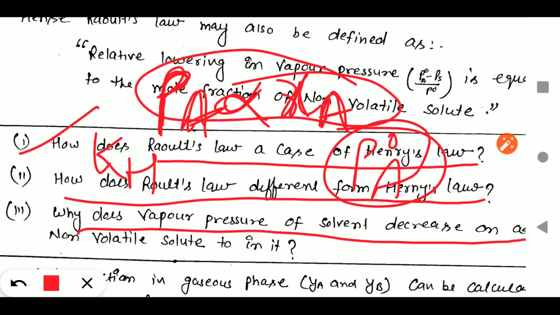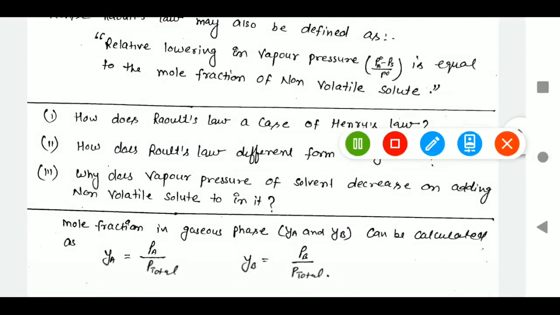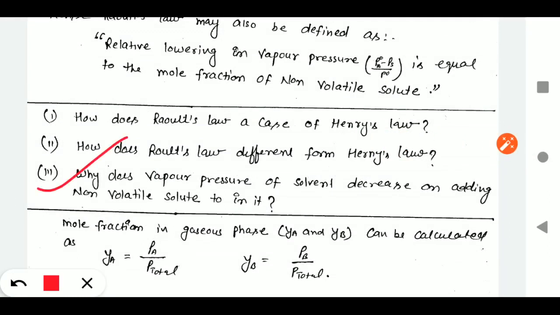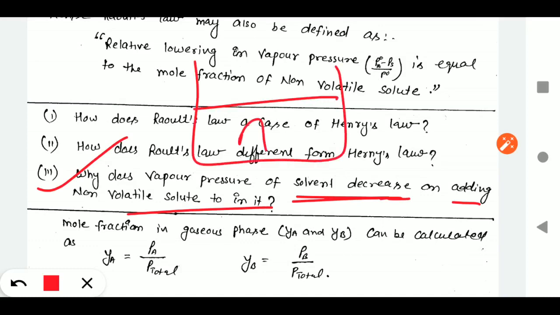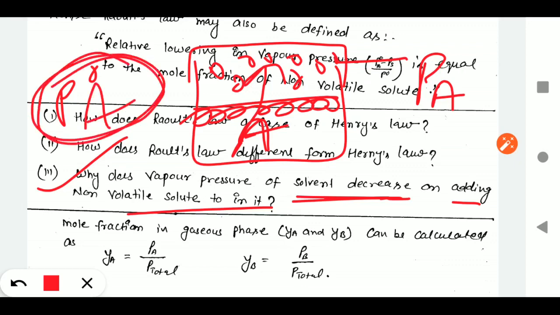Why does the vapor pressure of a solvent decrease on adding non-volatile solute? Third question is very important, students. Why does the vapor pressure of a pure solvent decrease on adding non-volatile solute? So you will say, on adding non-volatile solute, it covers the surface, by which the escaping tendency of solvent into the vapor phase decreases. That's why a lesser number of molecules of A come into the vapor phase. So that's why the vapor pressure is lesser than the vapor pressure of pure state. Meaning P naught A is greater than PA. So keep this in mind.